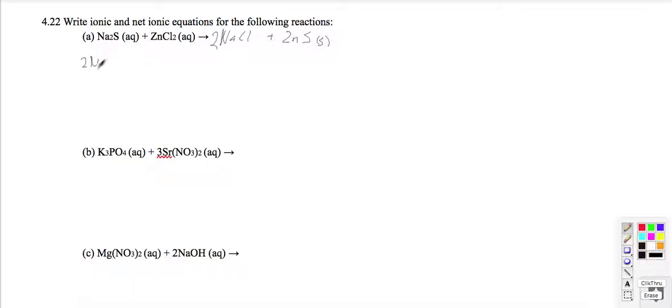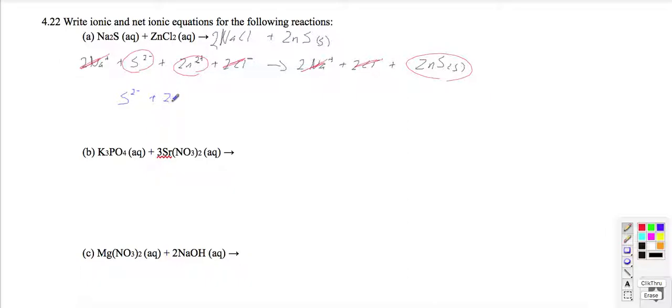2 sodiums, sulfide with a -2 charge, zinc, the +2 charge, plus 2 chlorines, negative. Now the product side, 2 sodium, 2 chlorine, ZnS, which is a solid, so that's going to stay together. Now we can go through and start canceling out the spectators. That sodium's going to go, that chlorine's going to go. We're going to be left with our sulfide, our zinc sulfide. And we have it done.